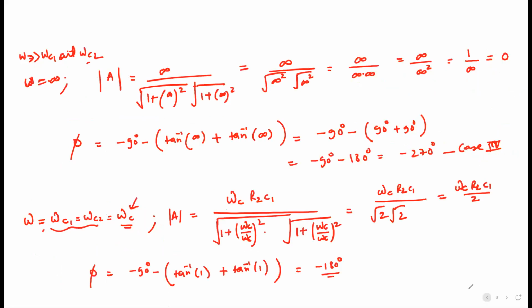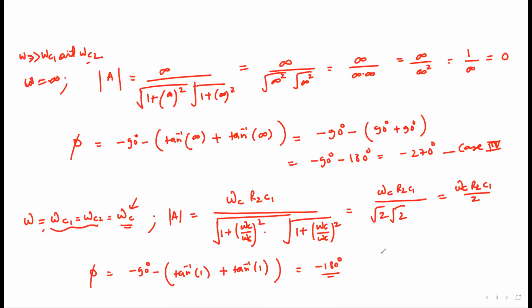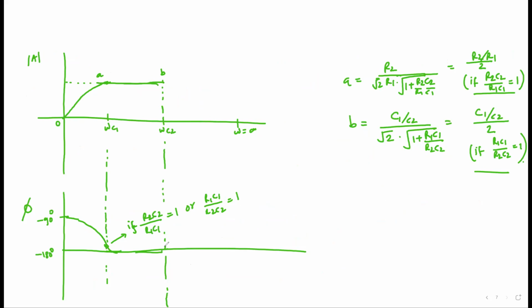What about the third condition right here? At omega equal to infinity, or when omega is much greater than these two pole frequencies, the magnitude is 0 and the phase is minus 270. So the magnitude goes to 0 as we go on, and the phase is minus 270, somewhere right here. Okay, so we see that this is the bandpass response.